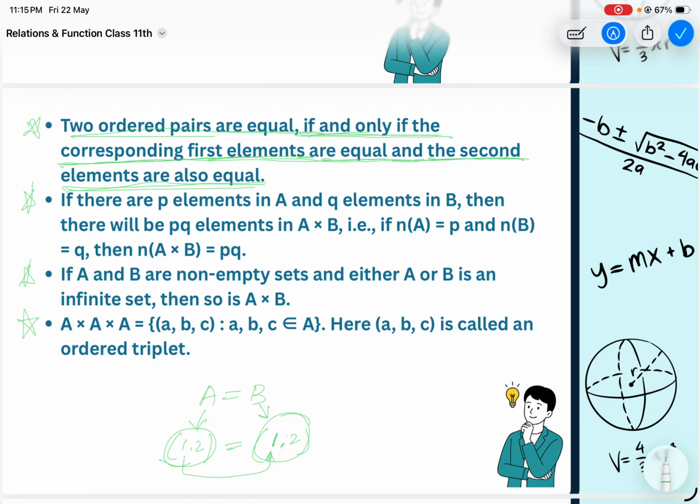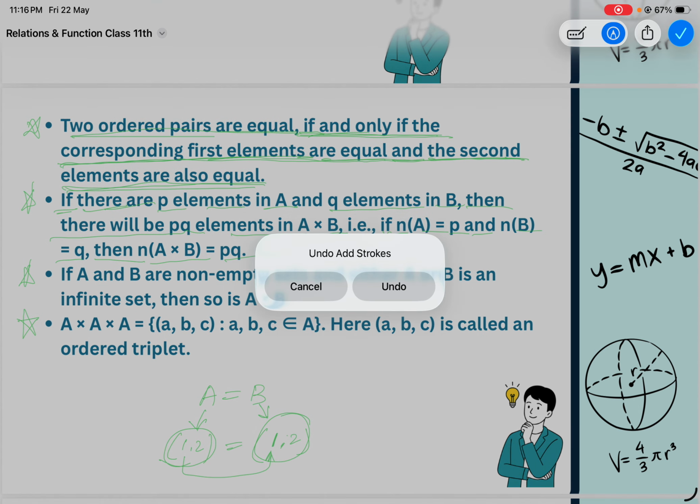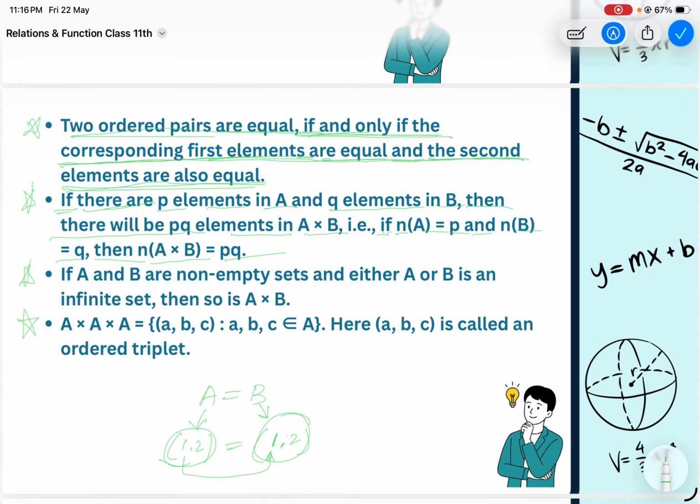Hope you have understood this, right? Now the second thing: if there are p elements in A and q elements in B, then there will be pq elements in A cross B. For example, if number of A equal to p and number of B equal to q, then number of A cross B equal to pq. Okay, let me just make you understand. Let me quickly clear this, right?